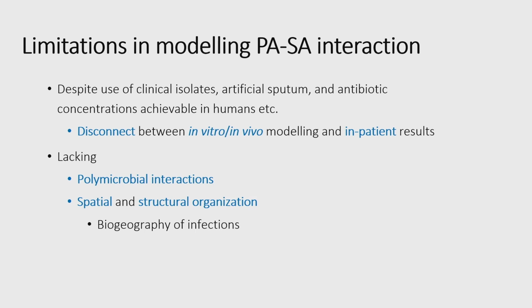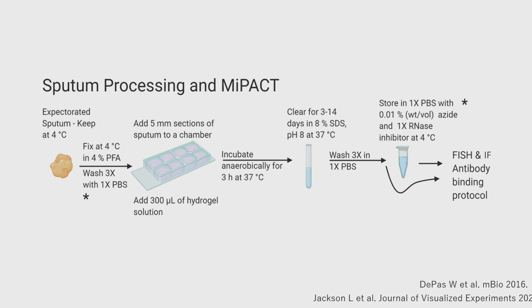And this has a lot to do, we believe, with the lack of polymicrobial interaction, and there's no evidence of spatial and structural organization of the two pathogens within the same microbiome and the overall biogeography of infection. So the closest approach that we believe for addressing this disconnect is a technique coined MiPACT, short for microbial identification after passive clarity technique.